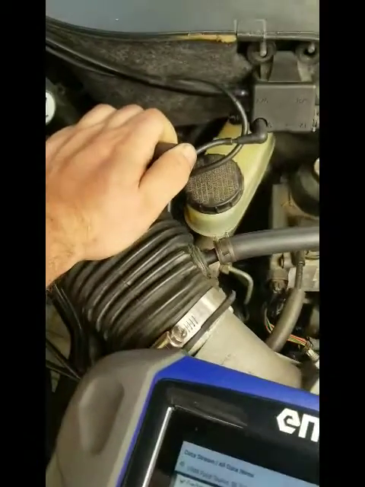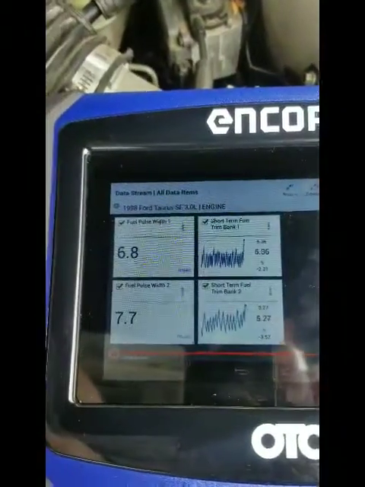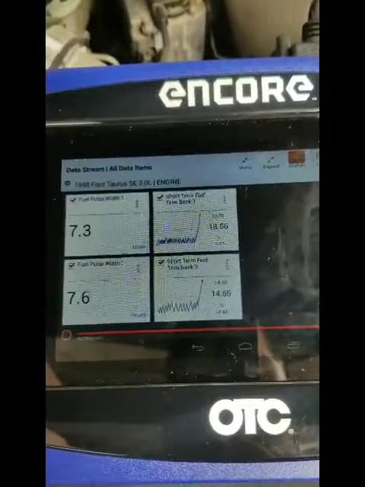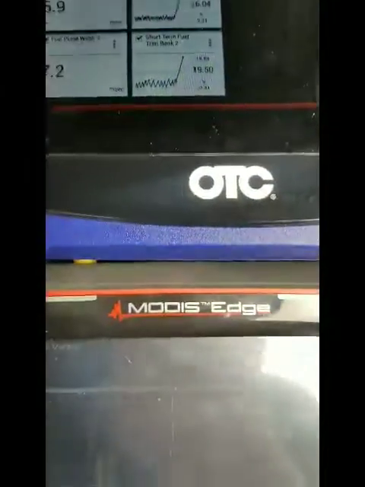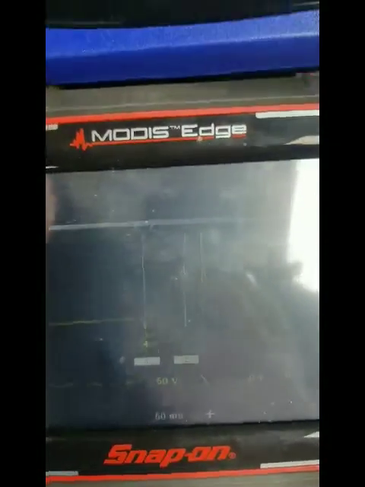So what I'm going to do is I'm going to unplug my thumb, and you can see this engine's really suffering. You see that short-term fuel trim starts adding a lot of fuel, and you also see the pulse width increases majorly.